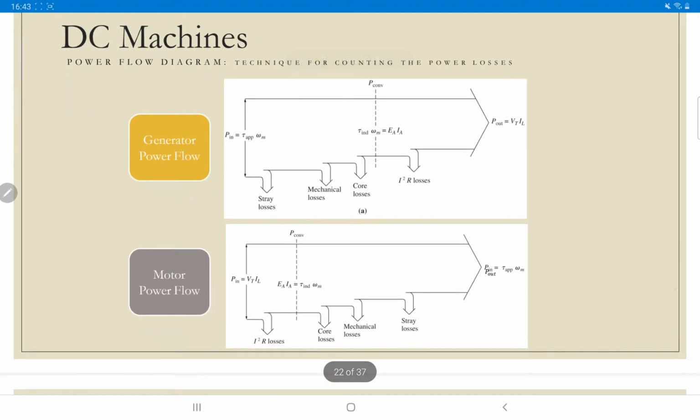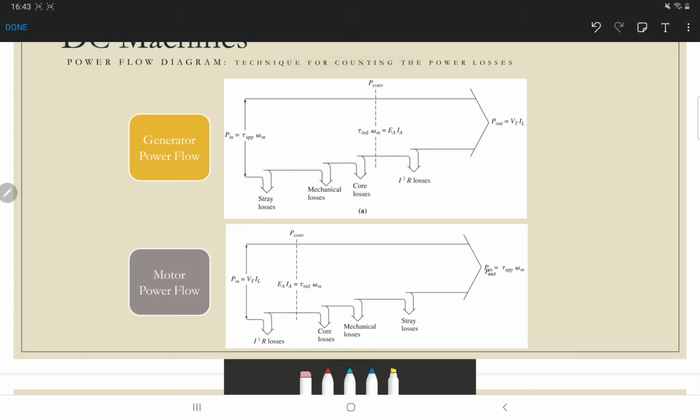On the motor, on the other hand, we know that the input is coming from the electrical supply. So you have terminal voltage and line current. If you put in the input electrical power, then it starts moving, and there will be losses. The first losses that will occur are I square R losses, which are losses on the winding. After you minus this I square R loss, you will have converted power. So this is what we call converted power.